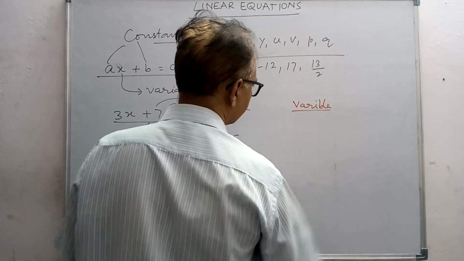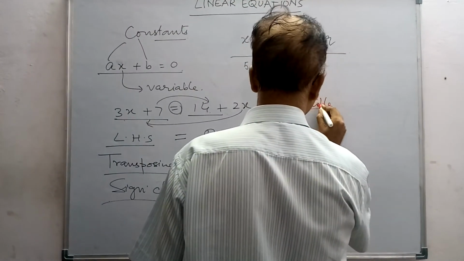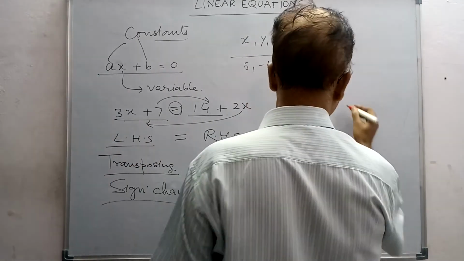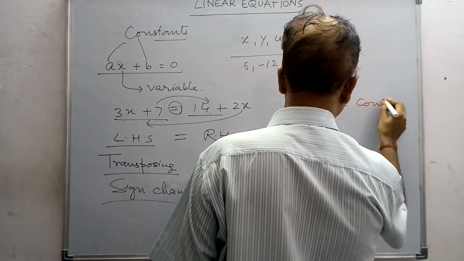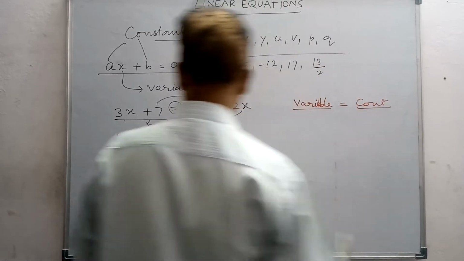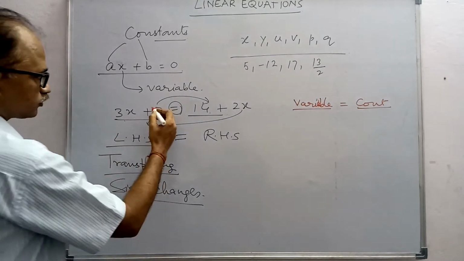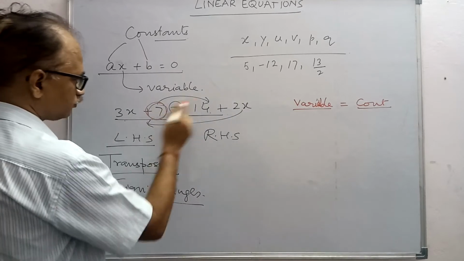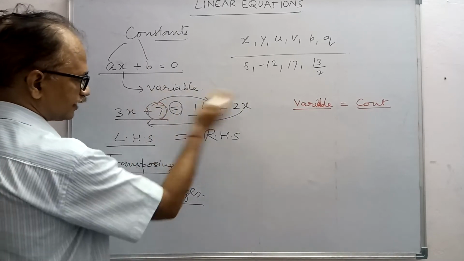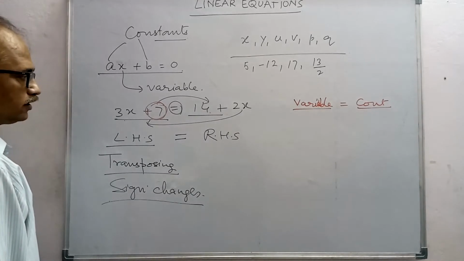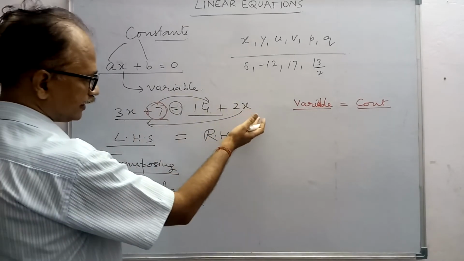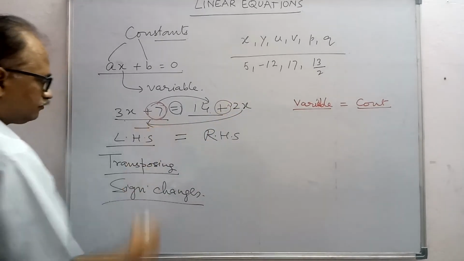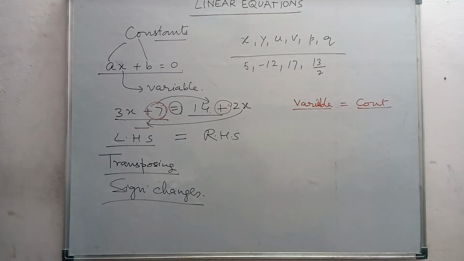I told you that on the left hand side you will write only variable terms, and constants you will write on the right hand side. So here I am transposing the constant 7 to that side. Here it is a positive sign; when it goes that side, it will become negative. 2x is here having a positive sign; when it comes here, it will become negative. So this is called transposing.